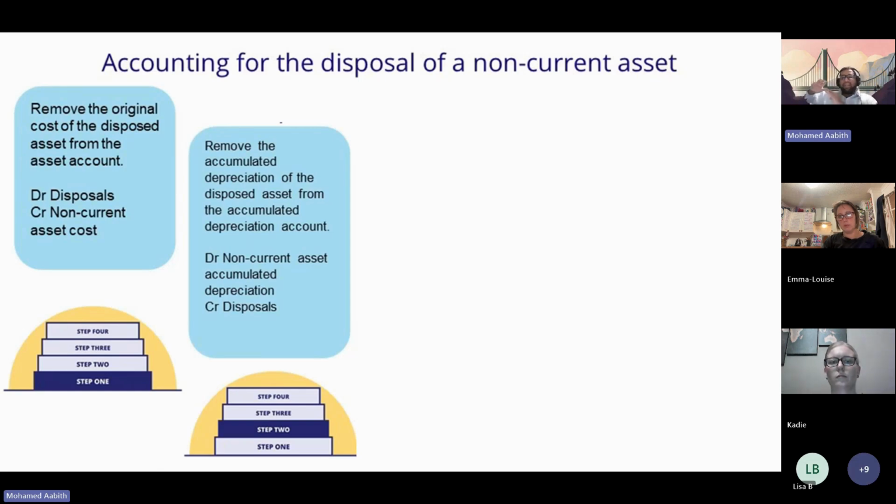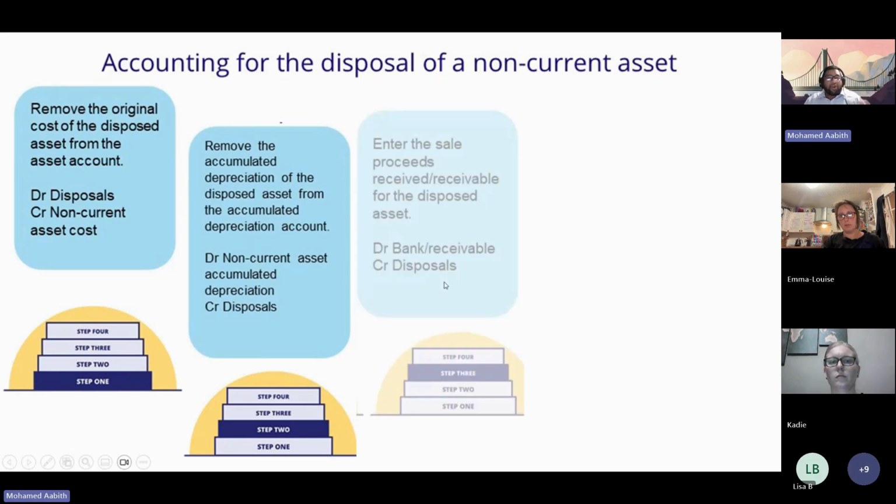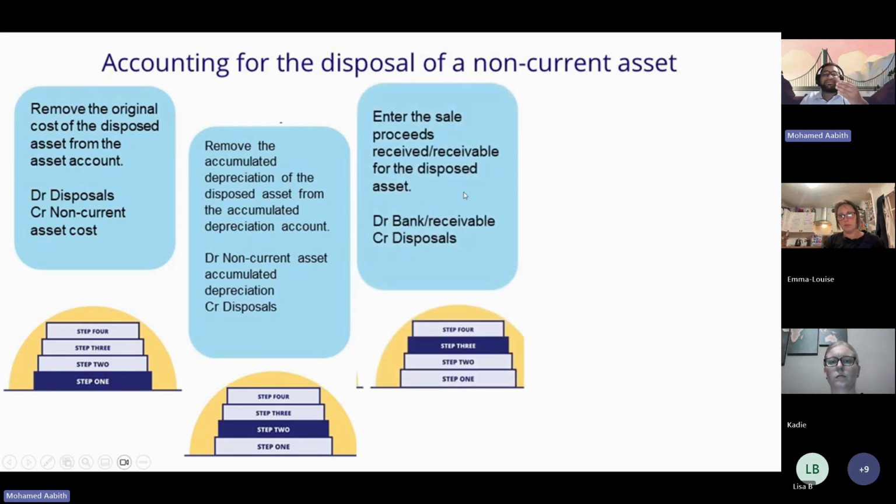We remove it by debiting the accumulated depreciation account and crediting the disposal account. Then we enter the sales proceeds, the money we received or the part exchange value. These go as a debit to your bank account, the receivable account, or a new asset account, and a credit to the disposal account. So on the disposal account, that will reduce the value even further.